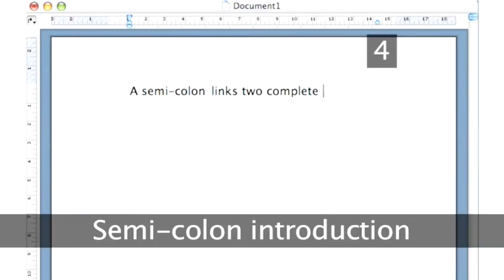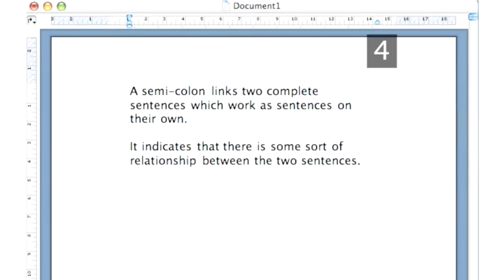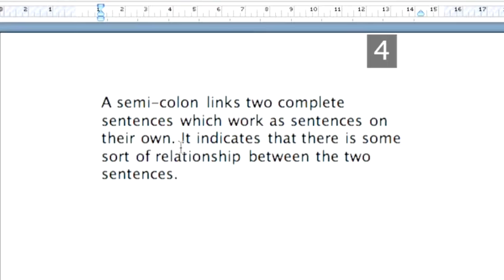Step 4. Semicolon introduction. A semicolon links two complete sentences which work as sentences on their own. It indicates that there is some sort of relationship between the two sentences.